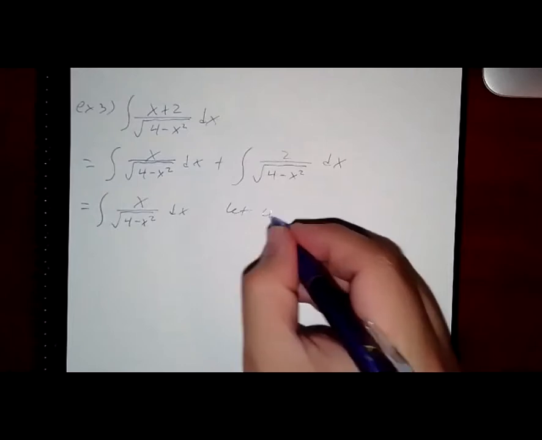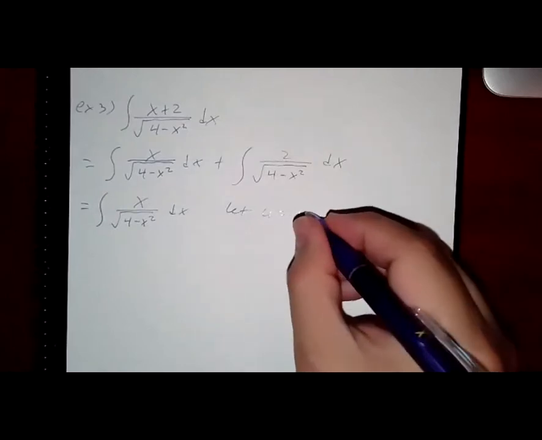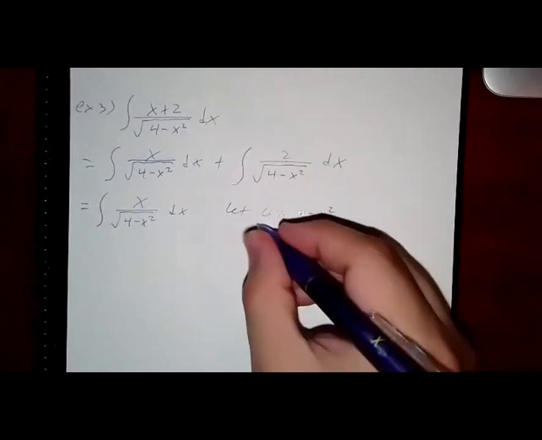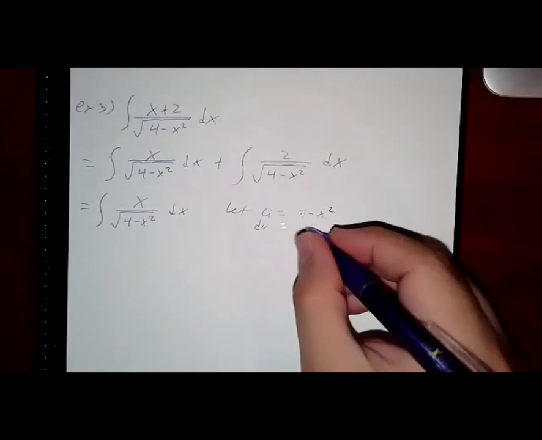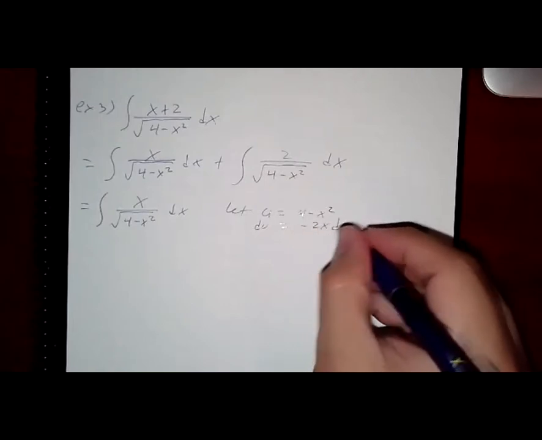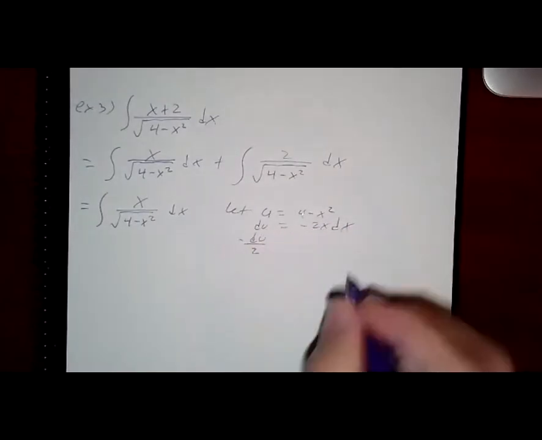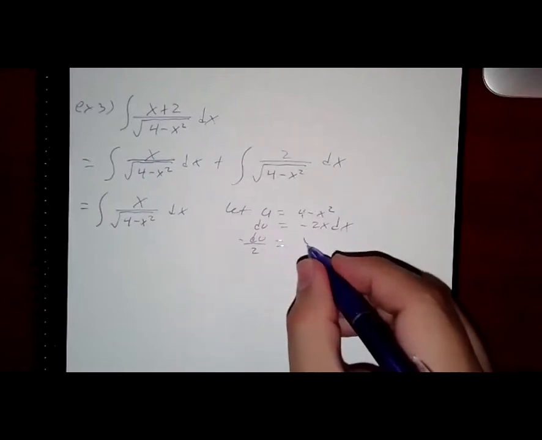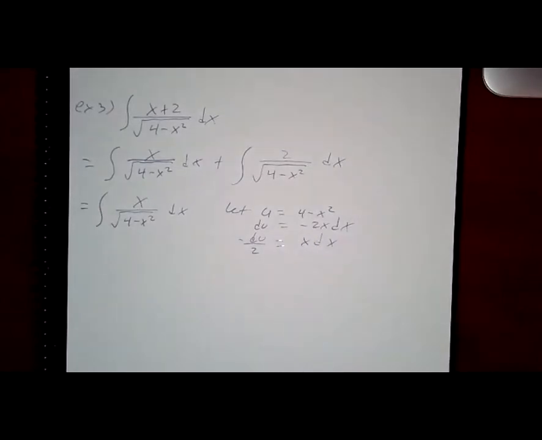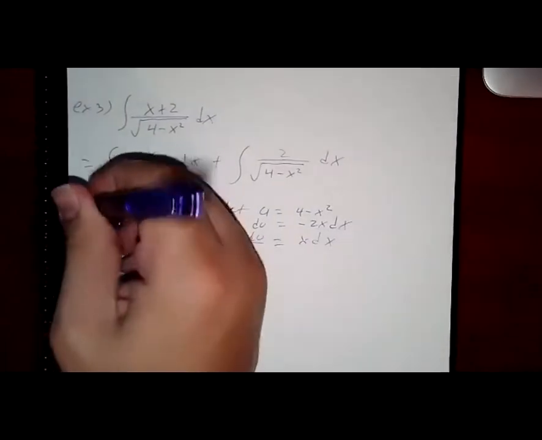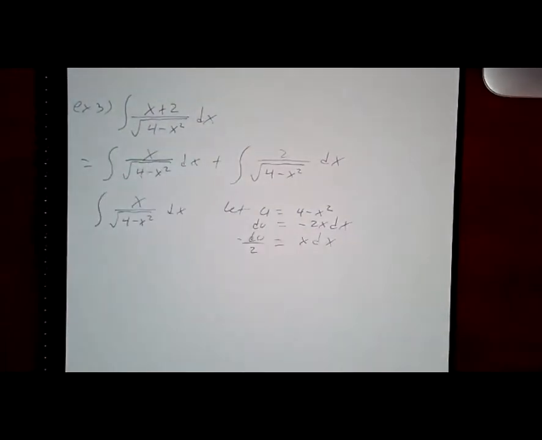Let u equal 4 minus x squared. Let du equal negative 2x dx. So du over negative 2 will be x dx. That was no big deal, right? So I'm not going to put equals there because that's not true. I was working on these separately.